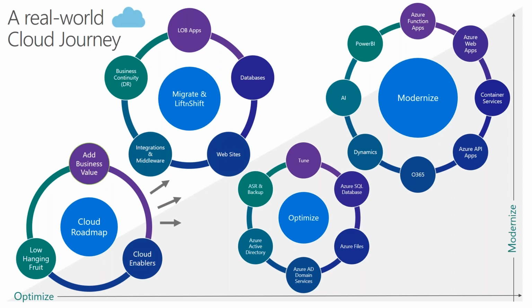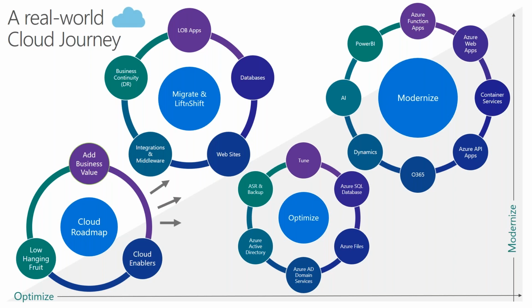Typically the next stop in the route is migrate and lift and shift. Oftentimes, your line of business applications have certain dependencies, server dependencies, Windows authentication, Active Directory, whatever it may be. It's oftentimes very easy to just do a lift and shift with your line of business applications and get them up in Azure. And databases, websites, interactions, and middleware.